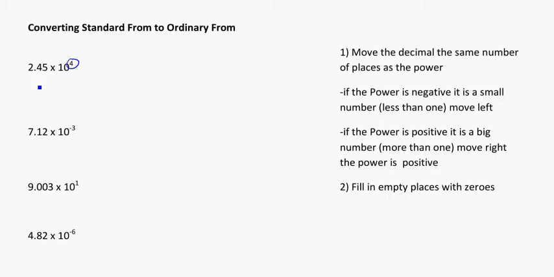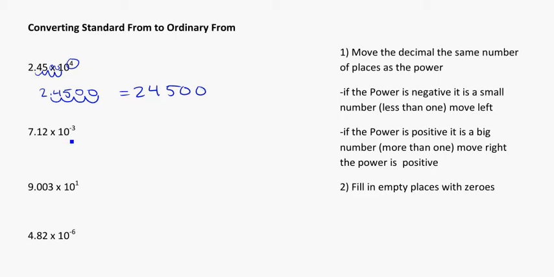So if the power is positive, it's going to be a big number, more than 1. So we move it to the right if the power is positive. So here I'm going to move it to the right. 1, 2, 3, 4 spots. And I make these loops because after each of those loops, you'll notice if there's no number there, we can actually fill in with a 0. So in this case, 2.45, moving it over 4 spots. 1, 2, 3, 4. I need 2 zeros to fill in the number there, so it becomes 24500, or 24,500.